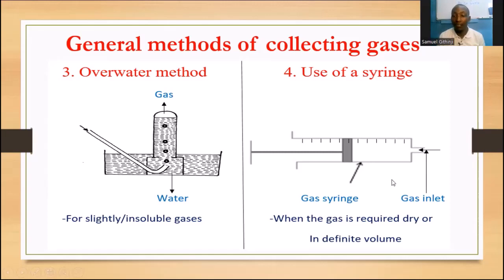Then we have the use of a syringe. In case I need a dry gas, I can go direct and collect it using a gas syringe. Remember, it is a gas syringe, not the ordinary liquid syringe. When the gas is required dry, or if we need a definite volume, for example, I'm doing a rate of reaction process, I can use a gas syringe so that I can determine the volume of the gas collected per given period of time. So that one is called the use of a syringe.